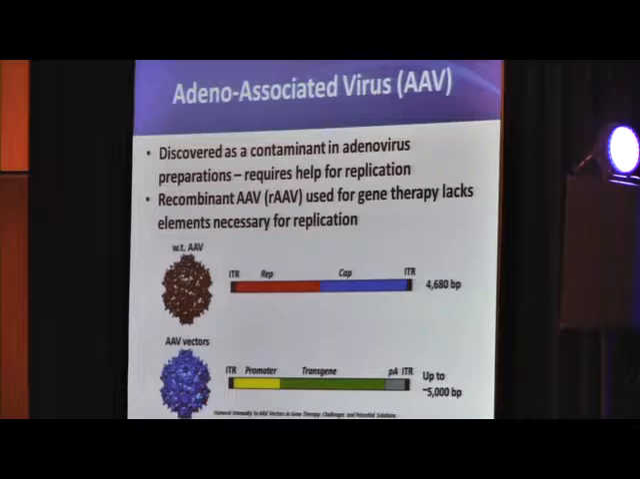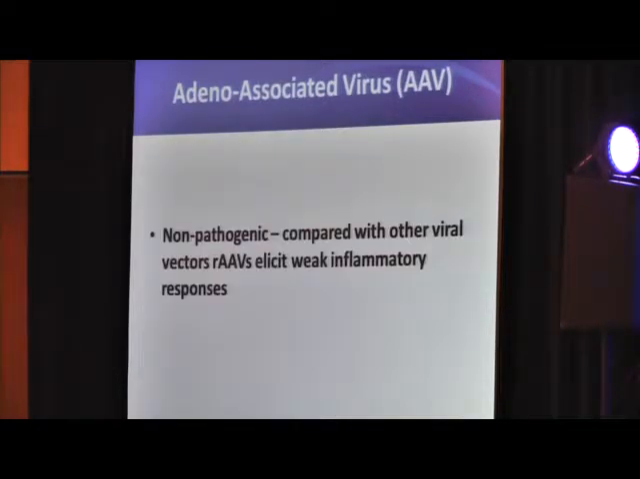The rep genes and the cap genes have been removed and replaced with a promoter driving expression of whatever transgene you're interested in expressing. They still sit between those ITRs, and in gene therapy vectors the only bit of viral genome left is those inverted terminal repeats, which are necessary for packaging into the capsid.